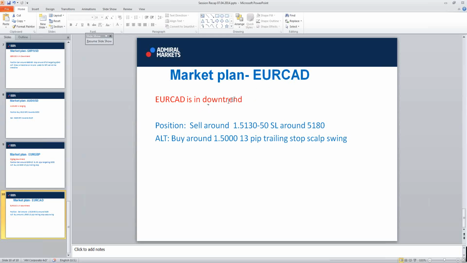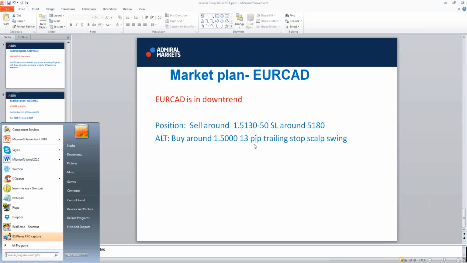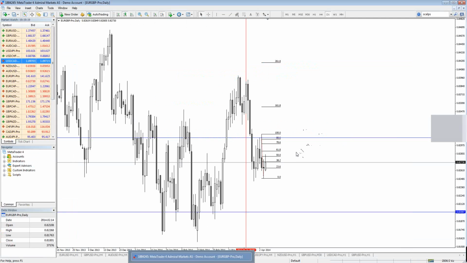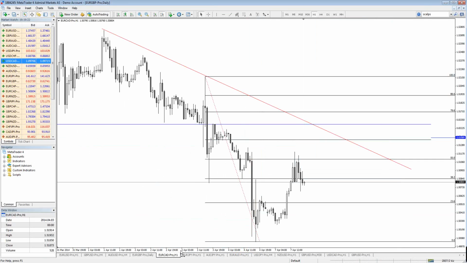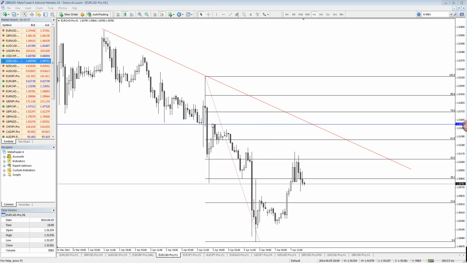Market plan, Euro CAD downtrend. Position again 51.30 to 51.50, stop loss around 51.80. Targets, now we will see on Euro CAD. Here is Euro CAD. Look at this: 1, 2, 3 rejections, 4 rejections, then breakout, pullback, continuation. Now you tell me, breakout, pullback, continuation after the support, 51.55, great support it was. Then it broke down, so it was retested, now it's resistance. This trend line intersects 51.50, okay? It's in between 61.8 and 78.6.